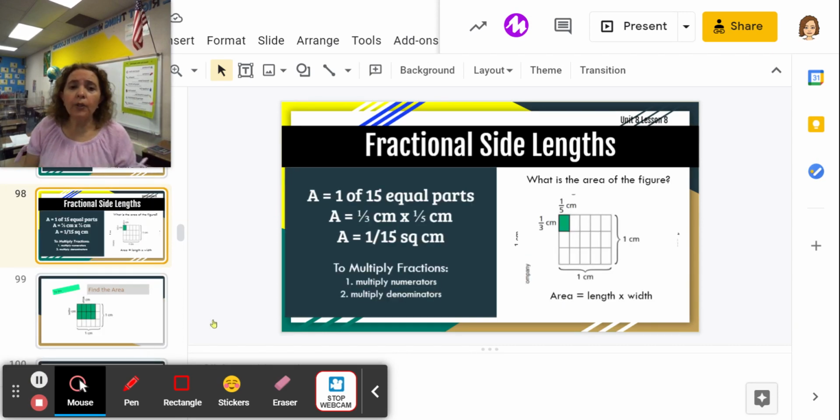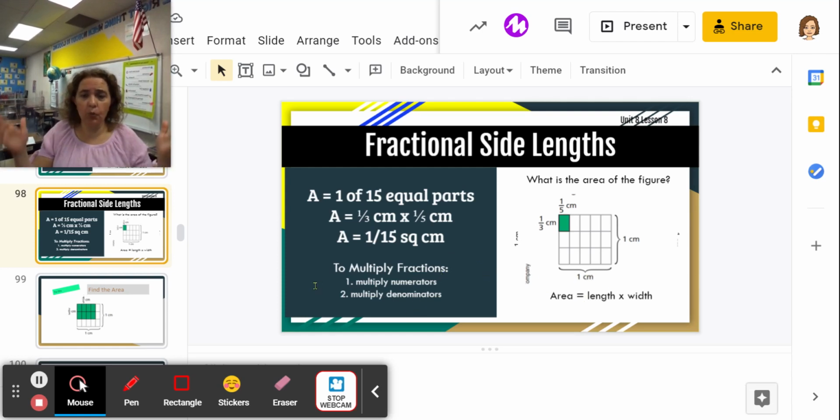Okay, but now look at this one. This one has a fractional side, so we're using fractional side lengths. Same thing, to find the area, it's still length times width, it doesn't matter. What's the length on one side? 1/5. What's the width? 1/3. So it's just 1/5 times 1/3. 1 times 1 is 1, 3 times 5 is 15, 1/15. So the area of this fractional side is 1/15.